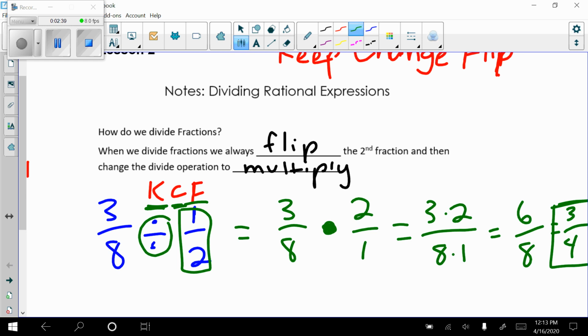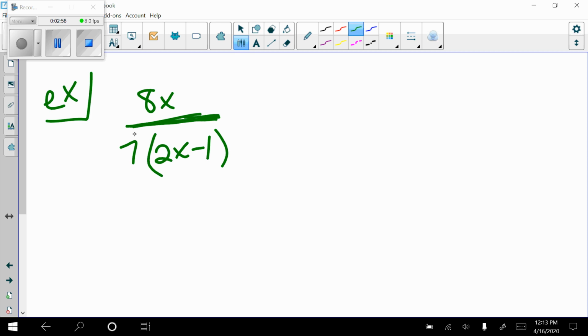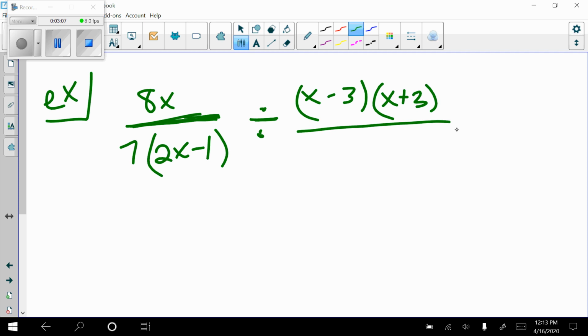So let's do our first example with rationals. This first example, let's start with 8x over 7 and 2x minus 1. That's going to be our first fraction, and we're dividing by x minus 3, x plus 3, over 2x minus 1, and x plus 3. So again, I know that this looks really crazy. There's a lot of numbers and letters mixed together, and they're in fractions.